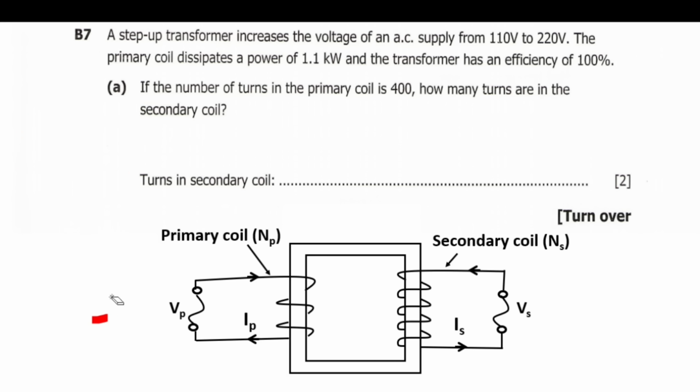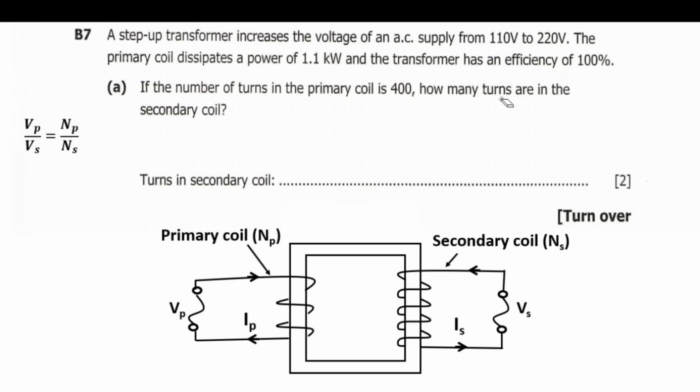So now let's go to the question. Question A says, if the number of turns in the primary coil is 400, how many turns are in the secondary coil? So you need to bring a transformer equation which says voltage in the primary coil divided by voltage in the secondary coil is equal to number of turns NP in the primary coil divided by number of turns NS in the secondary coil.